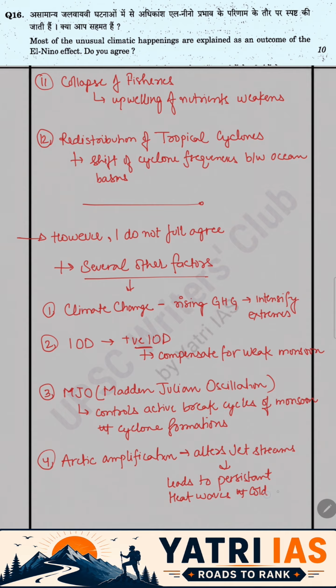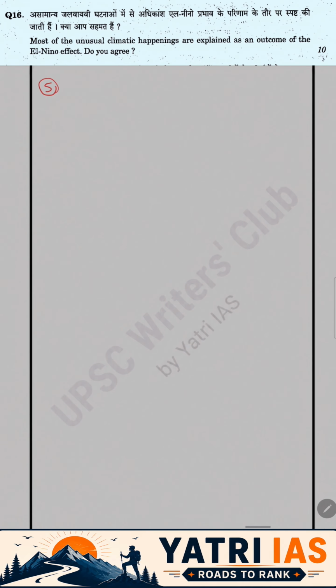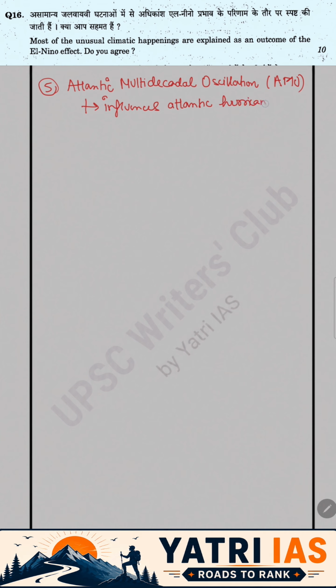And cold waves. So this is also one such reason. Then you would mention something called Atlantic multi-decadal oscillation, that is AMO. What it does, it influences Atlantic hurricanes and rainfall. So this is also a reason for unusual climate happenings.